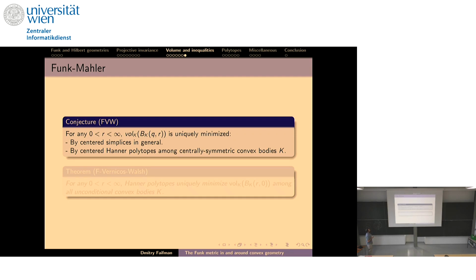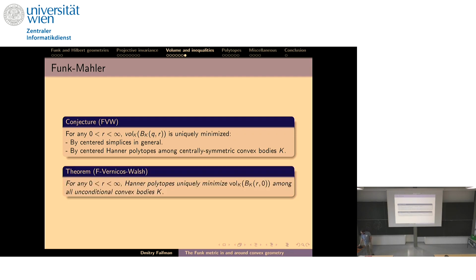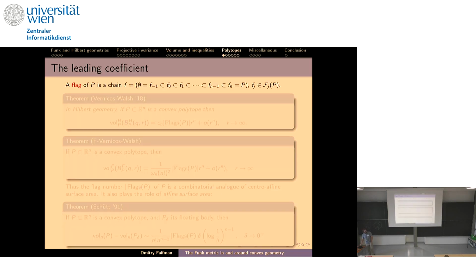So yeah. And here again, what we can prove is that for unconditional convex bodies, the conjecture holds. And we have uniqueness of minimizers. They're the Hanner polytopes. Okay, and in the remaining time, I will actually discuss a little bit what happens in polytopes.